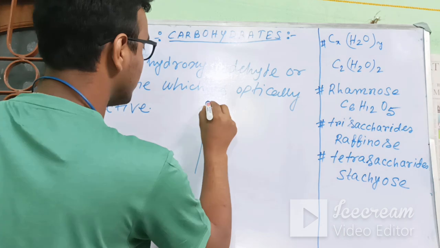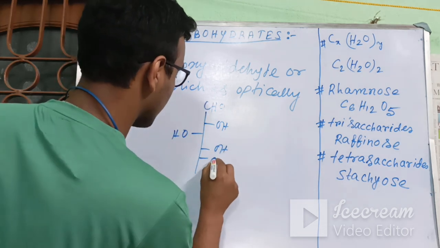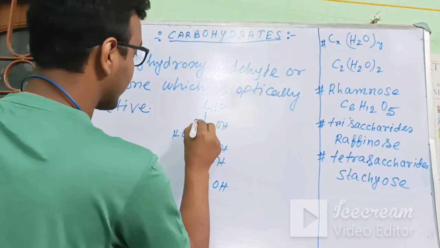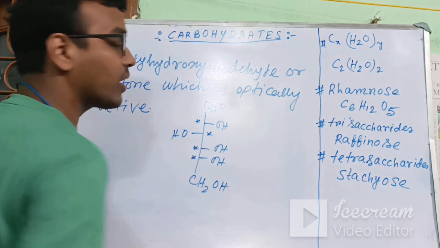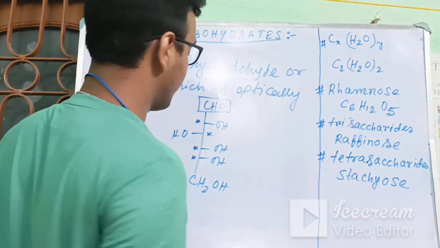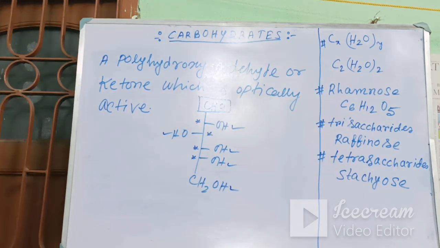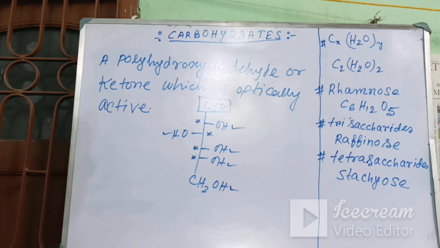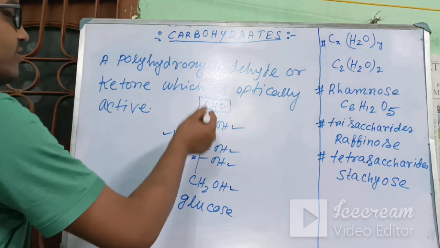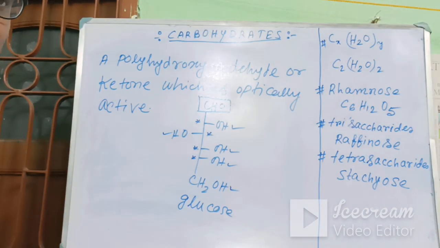If we draw the structure of glucose, we can see how many chiral centers there are: 1, 2, 3, and 4. Four chiral centers are there, so this compound is optically active, and this is the aldehyde group. It is polyhydroxy, meaning hydroxy groups are there, five of them. So this is the definition of carbohydrate, and this is the structure of glucose. In time you will be able to write this structure very fast. At the end of this chapter you can write any structure of carbohydrates.